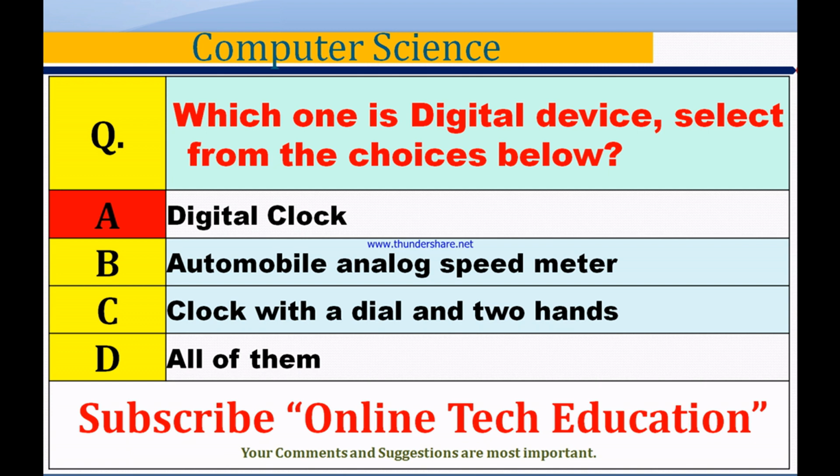Which one is a digital device? Select from the choices below. Digital clock, automobile analog speed meter, clock with the dial and two hands, all of them. A option, digital clock.